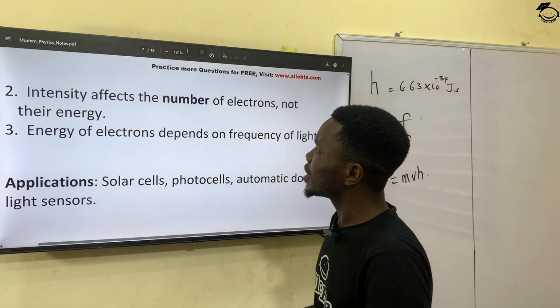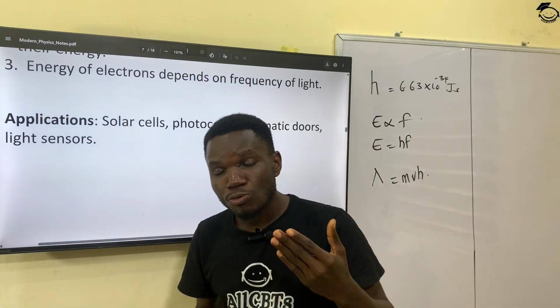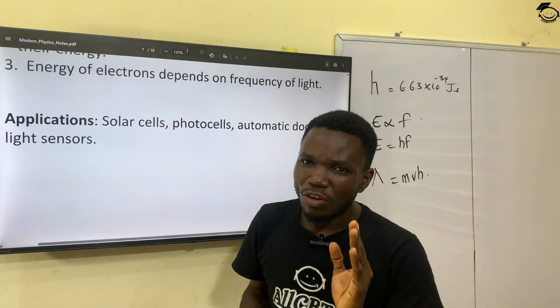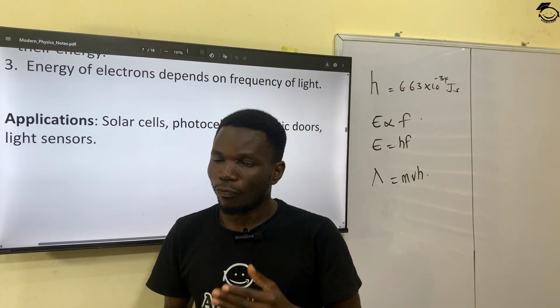Number 3, the energy of electrons depends on the frequency of the light. That's what we just said earlier, that the energy of the electrons depends on the frequency of the light that is incident as photons.